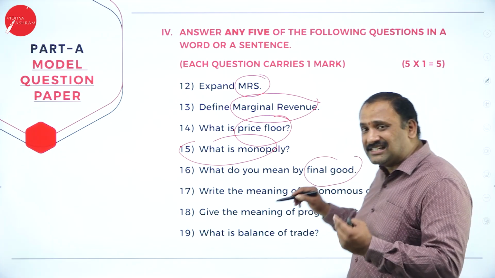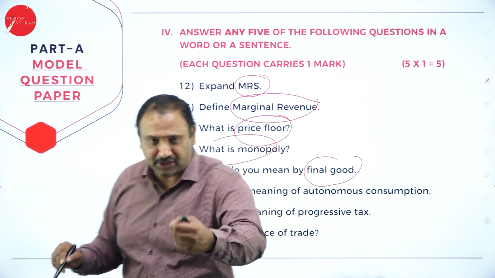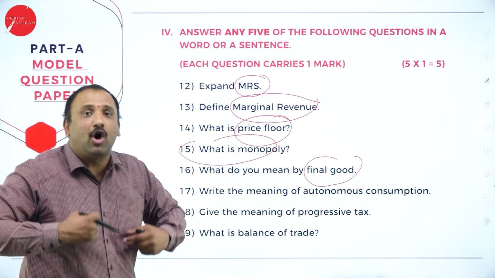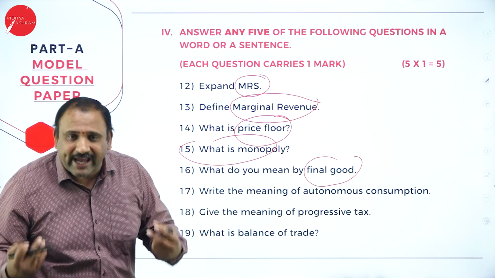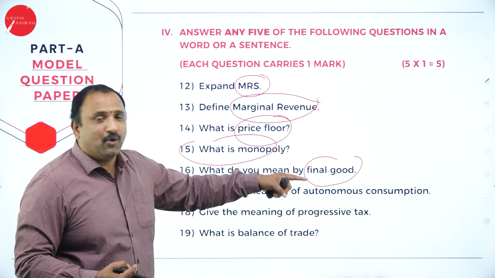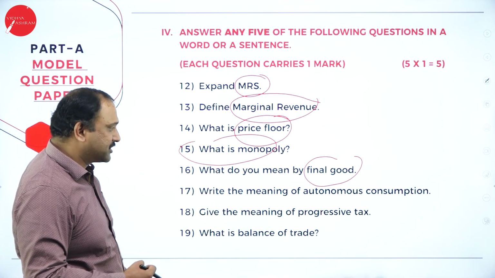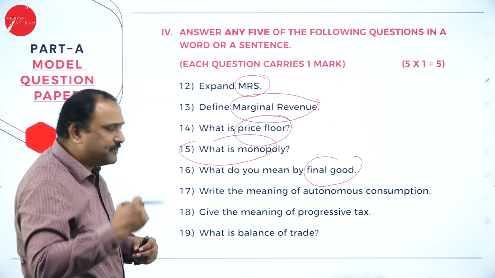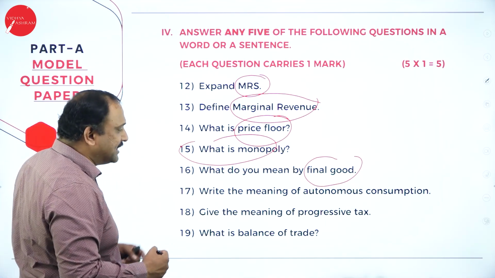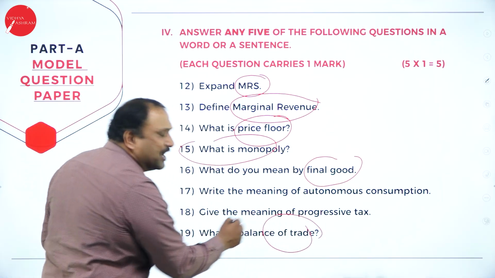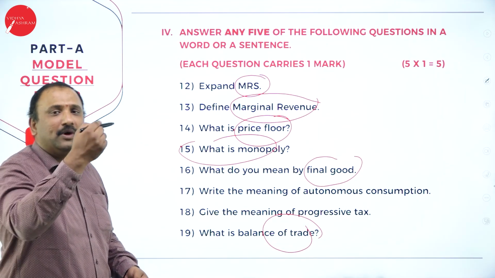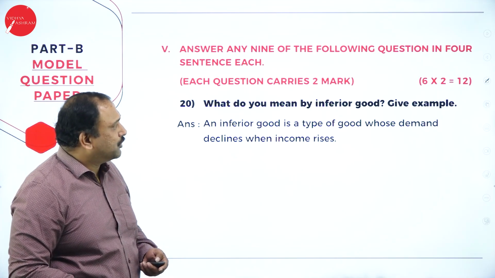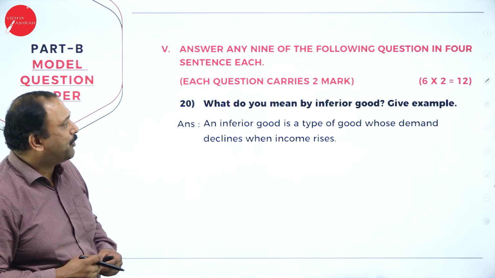Final good, the good that is available for the consumption or for the use of the consumer. Autonomous consumption, one which happens automatically without any kind of external activity. What happens automatically is autonomous consumption. Progressive tax, which keeps moving up with the economy, with the movement of the consumption. Balance of trade, where you are able to pay back your deficit, that is your payments, versus that of the goods altogether. Now, let's get on to this factor of your 2 mark question, which is very, very important here.